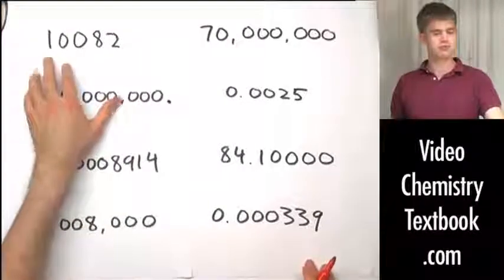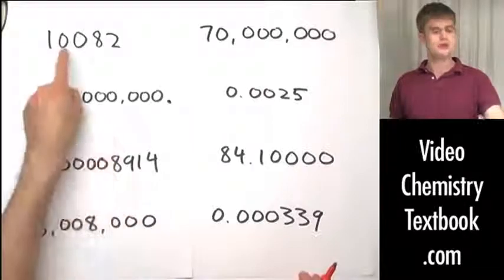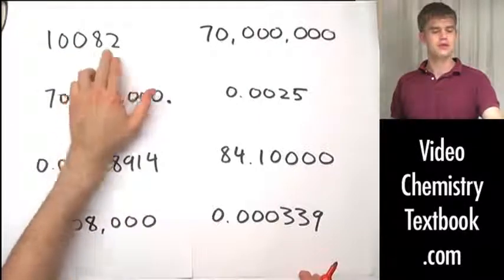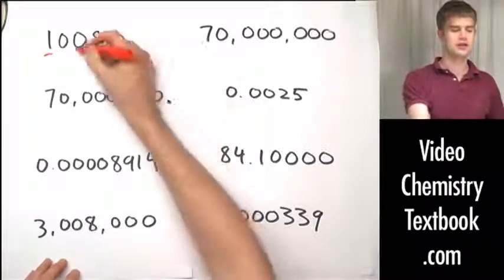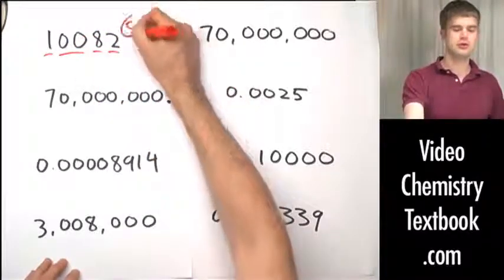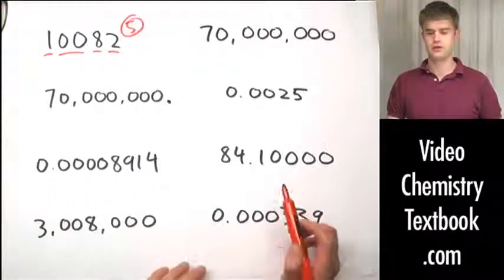So here's some practice problems. Let's start up here. 10082. Remember our first rule. Zeros that are sandwiched between non-zero digits are always significant. These guys we know are significant. These guys are sandwiched between them, so they're all significant. 5 total significant figures here.